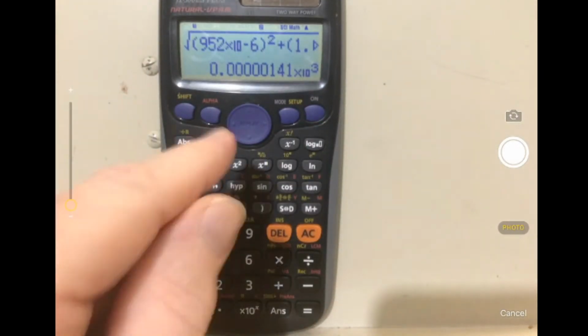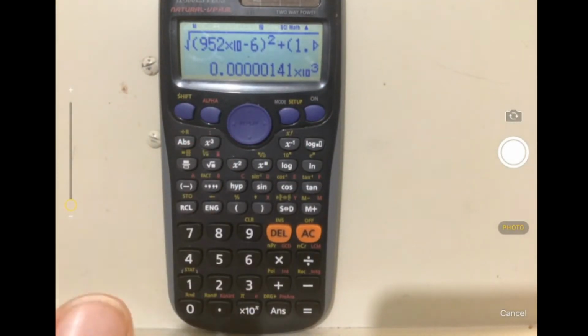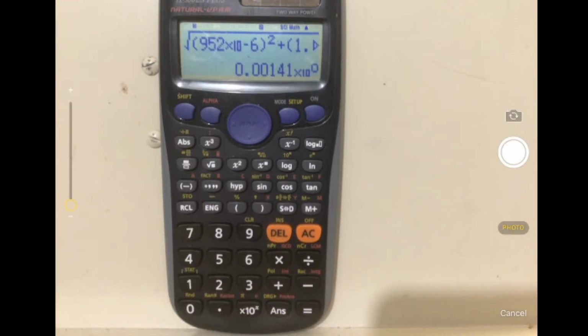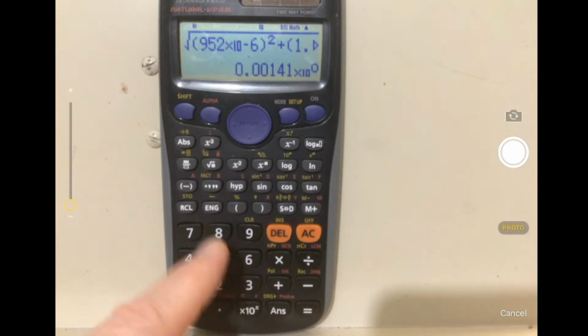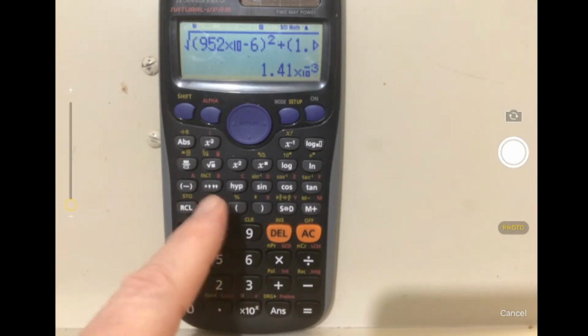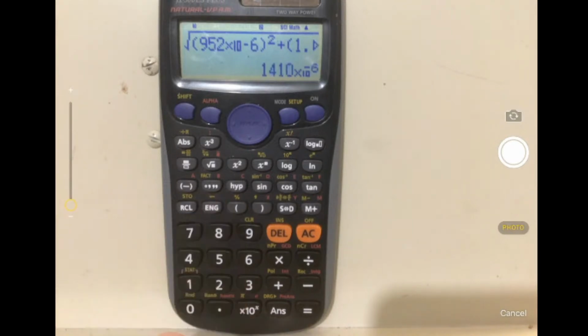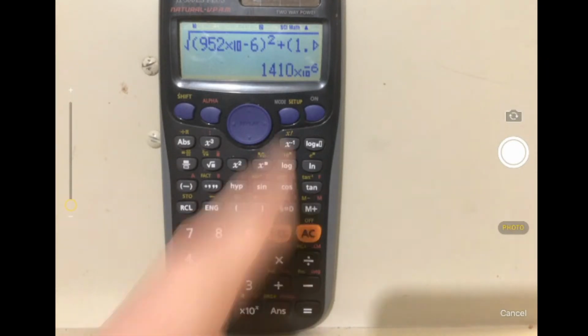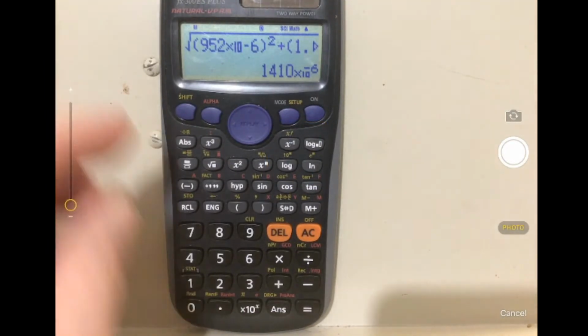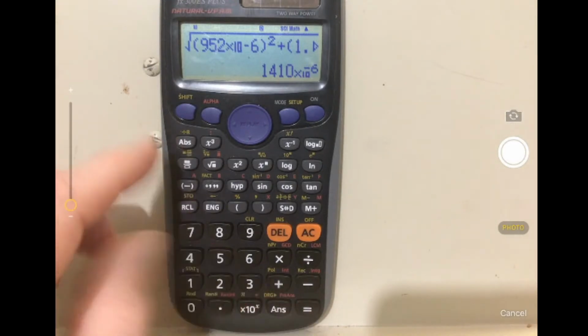So you'd have 0.000000141 kilo ohms. Or if you hit the engineering button again, you'd have 0.00141 regular ohms. Or if you hit it again, 1.41 milliohms. 10 to the minus 3 is milli. If you hit it again, 1,410, that would be micro ohms. So notice you can go back up and down the ladder. You can go all the way up and down, giga, mega, milli, micro, and all that fun.